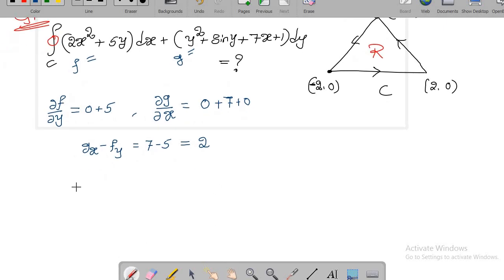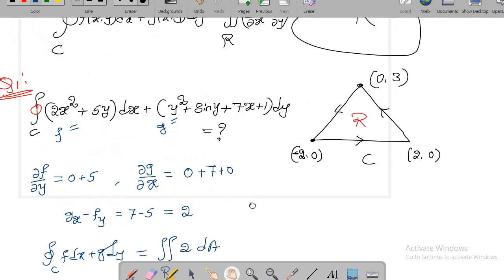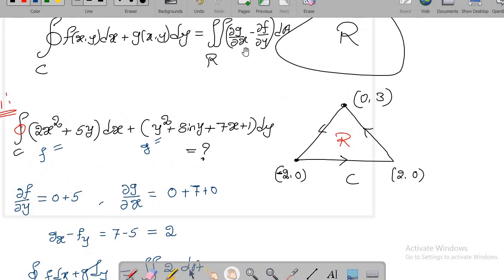Now the integral along C of f dx plus g dy is equal to the double integral over the given region of dou g by dou x minus dou f by dou y, that is 2 into dA. Okay, I simply substituted dou g by dou x minus dou f by dou y with 2.